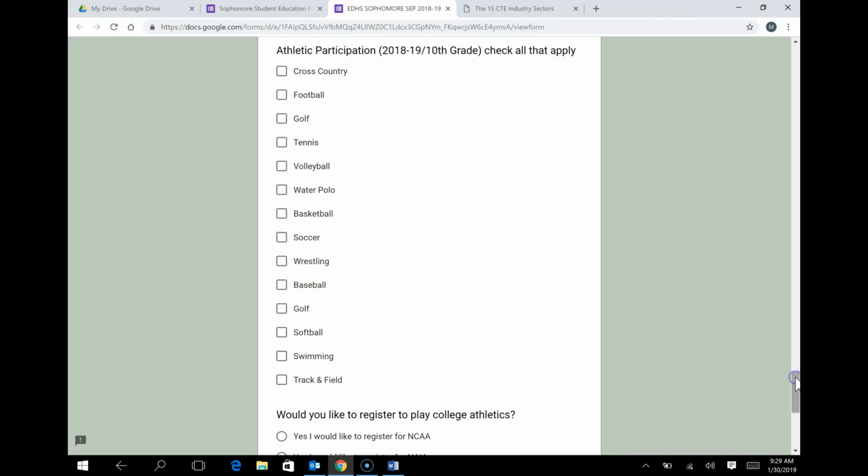Athletic participation. This is for the 18-19 school year, so this current year as a 10th grader, check all of the boxes for the sports that you may have participated in throughout the school year, or are planning on participating in the spring.